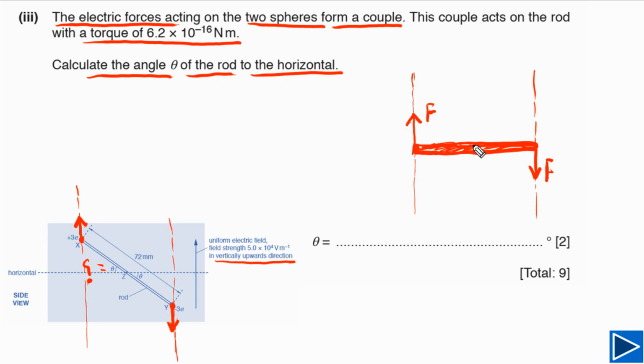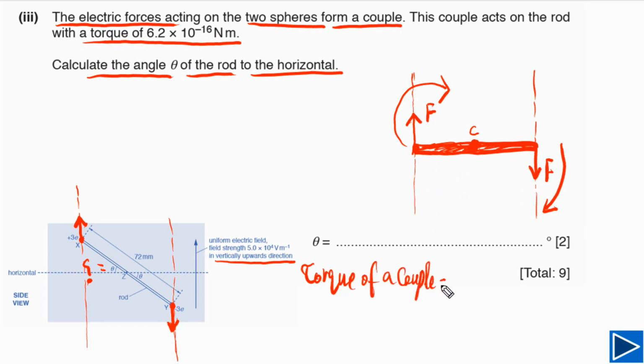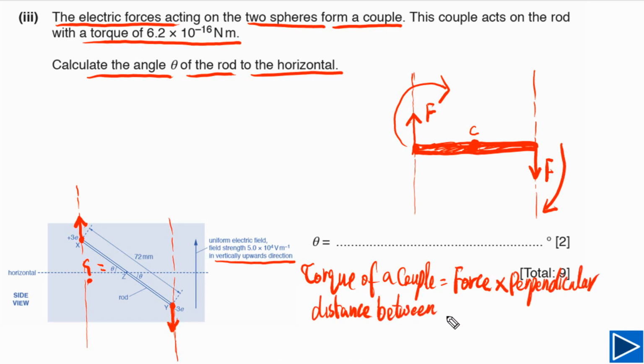In this case, you can simply imagine that this rod will rotate about its center, let's say about this point. To find the magnitude of the torque, we write down torque of a couple. Let me explain in a little detail. The torque of a couple means the magnitude of the torque you can find by taking the magnitude of one force and multiplying with the perpendicular distance between the lines of action of the forces.